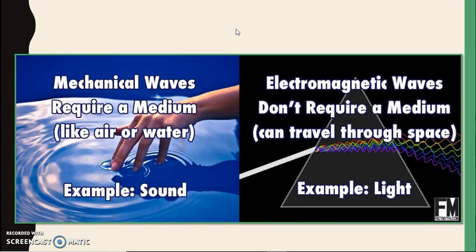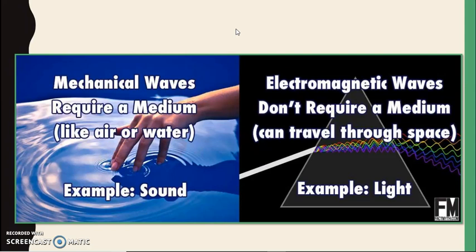So here we've got two different types of waves. And these different types of waves can then be broken down even further into more different types of waves. But these two categories are the big ones here. All waves, no matter what kind of wave it is, they can fit into one of these two categories. So we've got mechanical waves and we've got electromagnetic waves. And we're going to talk about both of these in depth.